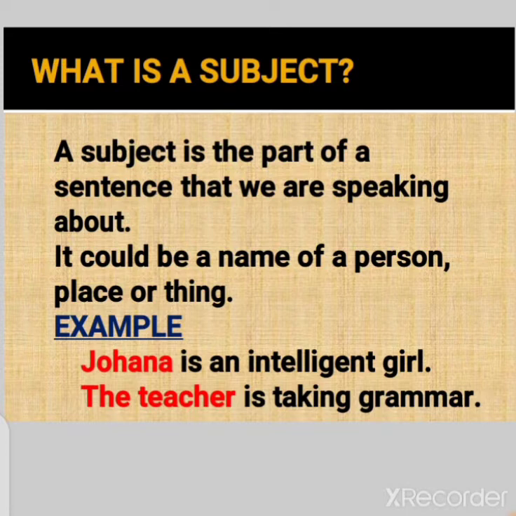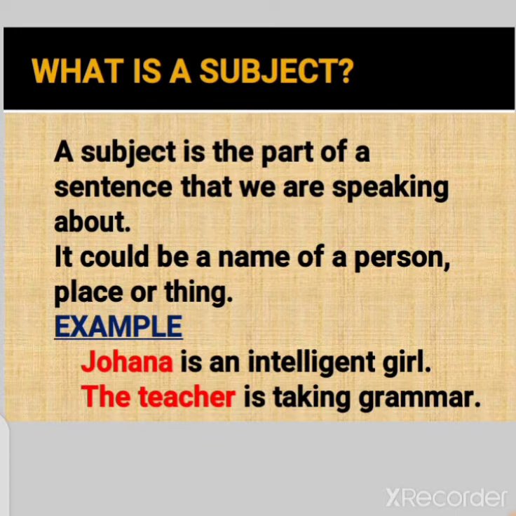For example, Johanna is an intelligent girl. Who is an intelligent girl? Johanna. So we are talking about Johanna, which is the subject. Second one, the teacher is taking grammar. Who is taking grammar? The teacher, the name of a person. So here the teacher is the subject.